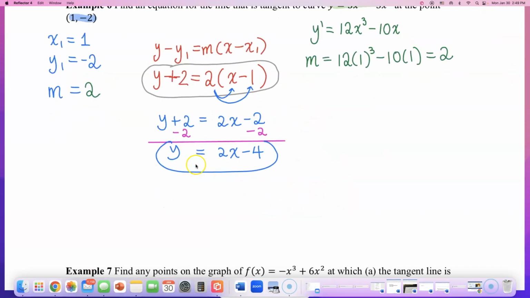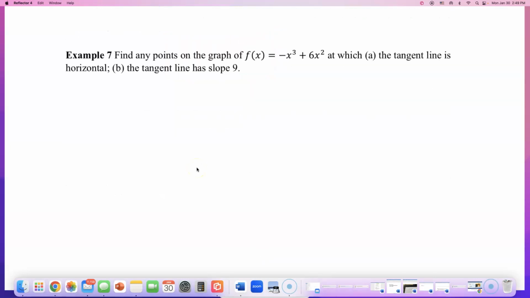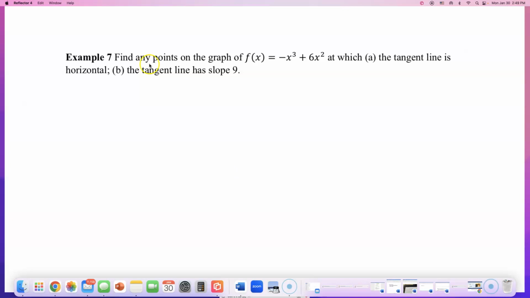All right, I have another one. I'll do this one too, number 7. This time it says find any points on the graph of f of x equals this function at which a, the tangent line is horizontal. All right, highlight that. This will pop up very often.